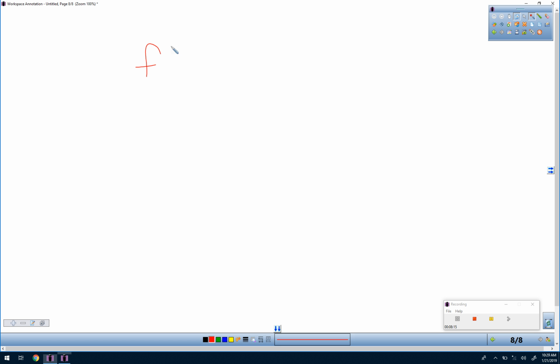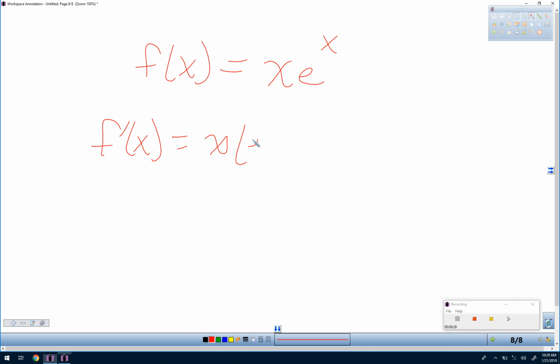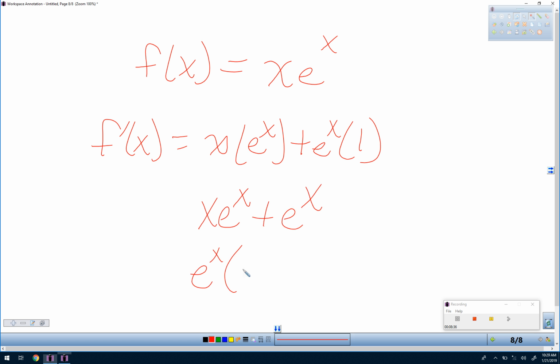All right, last one. Let's say I just gave you the function x e to the x. This is not the chain rule. This is just the product rule, but I just want to bring it home for you really quickly. The derivative would be first times derivative of the second plus second times derivative of the first, which just gives me x e to the x plus e to the x, which technically is the same thing as e to the x times x plus 1. And that would be the derivative for that.